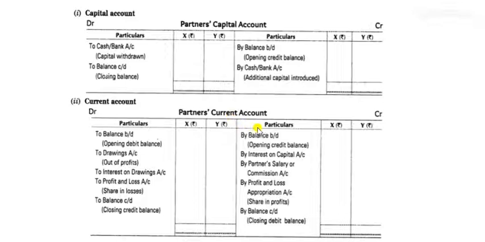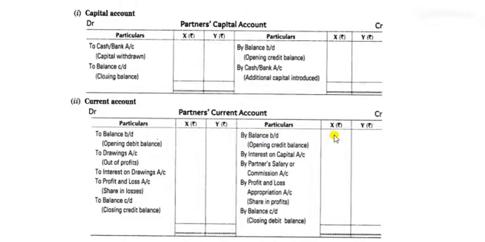Now, partner's current account can have a credit balance or it can have a debit balance. There is no hard and fast rule that the partner's current account should always have a credit balance. Partner's capital account will have a credit balance, but in partner's current account, there may be a debit balance. Why? Because some partners may have withdrawn more than their income, so therefore their debit side will be more.